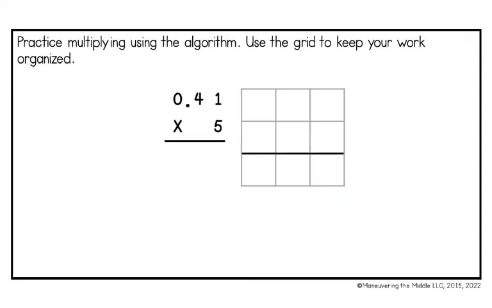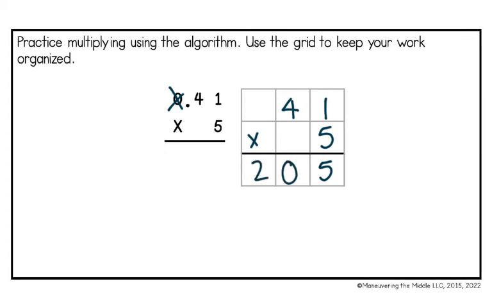All right, last one using our boxes here. So we have 0.41 times 5. Again, this 0, because there's nothing in front of it, not super important. So I'm just simply going to have 41 times 5. 5 times 1 is 5. 5 times 4 is 20.